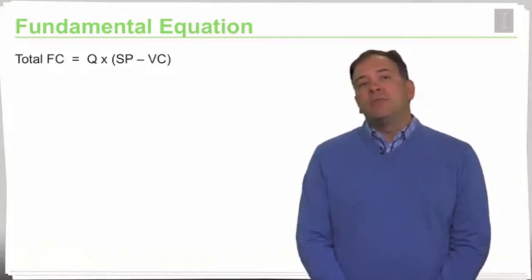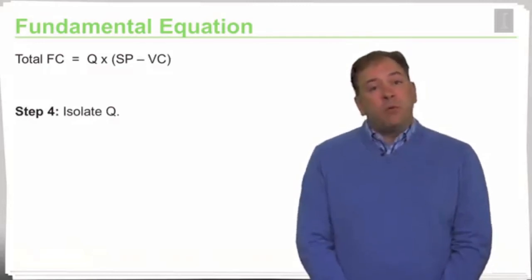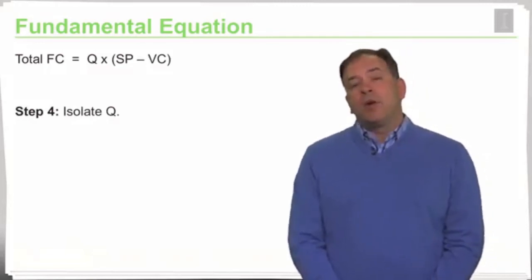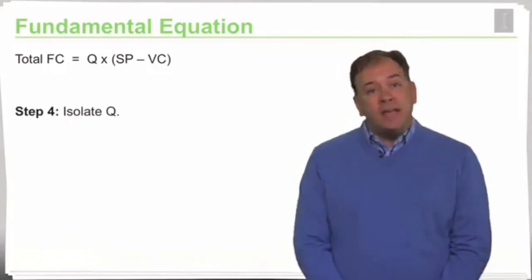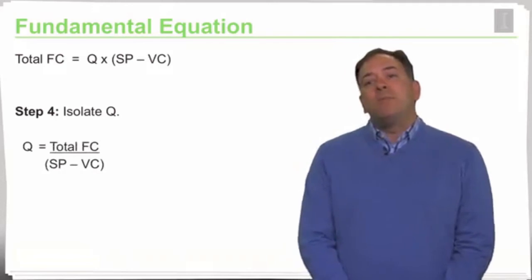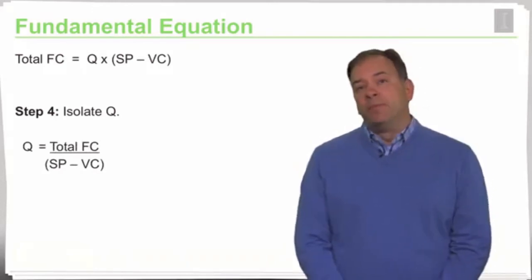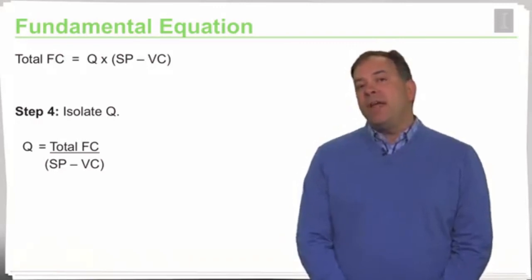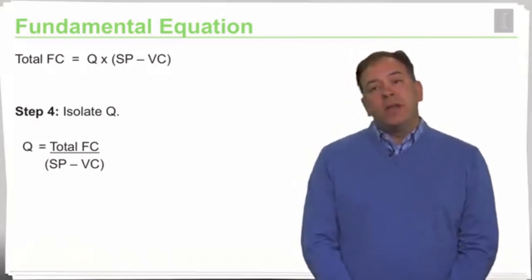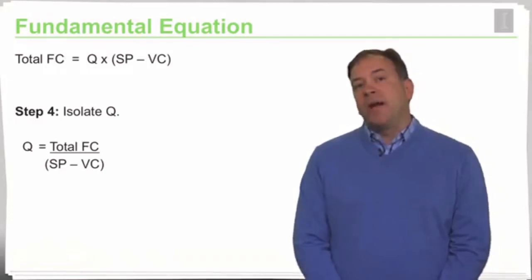And let's move some things around even further. Let's essentially isolate Q, which is what we're using this equation to find, the quantity of units it takes to break even, to yield profit equal to 0. And that involves dividing both sides by the selling price minus variable cost number. So essentially we have that the break-even quantity is computed as total fixed costs divided by selling price minus variable costs.